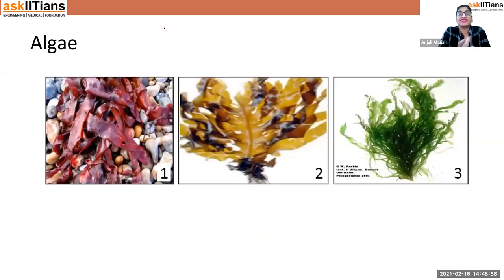Now think about all the algal infection. Keep thinking. I'll tell you in the next part whether they are disease causing or not.